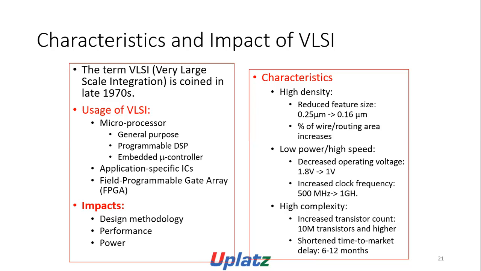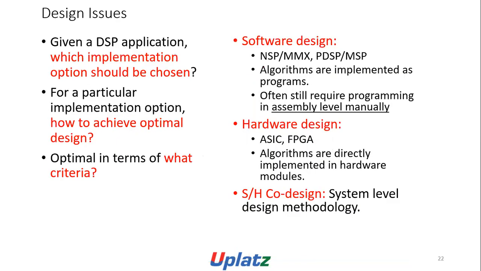Characteristics: high density, with reduced feature size from 0.5 micrometer to 0.16 micrometer, and the percentage of wire routing area increases. Low power, high speed: decreased operating voltage, 1.8 volts on board, and increased clock frequency, 500 MHz to 1 GHz. High complexity: increased transistor count, 10 million transistors or higher. Shortened time to market: today, 6 to 12 months.